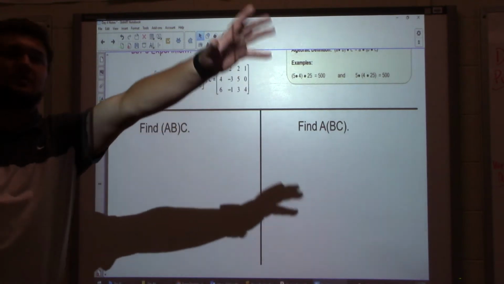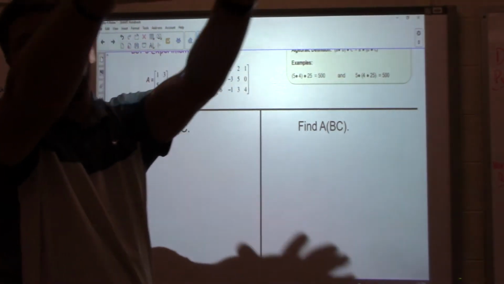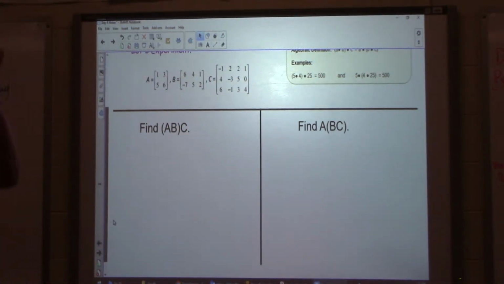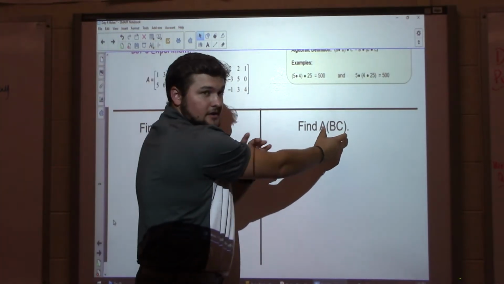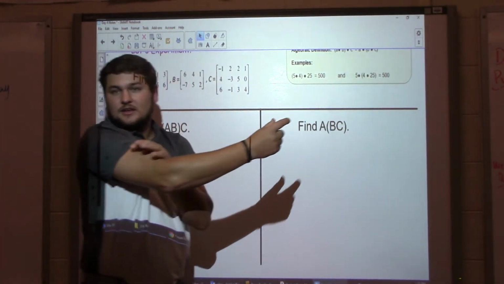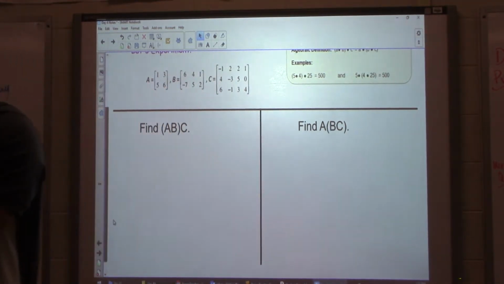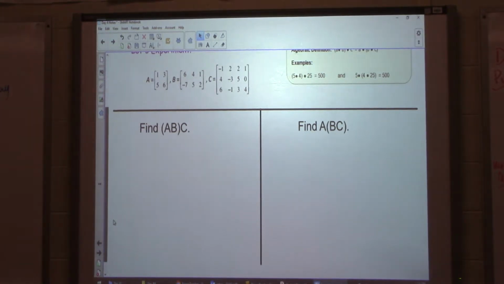Alright, so same thing. This side of the room, I want you to try the first one. Multiply matrix A and B together first, and then multiply by matrix C. This side of the room, multiply matrices B and C together, then multiply by A. Be really careful. They need to go in this order up here. If you do B times C and then just hit times and put A in, it's not going to work. It needs to be A times whatever you got for B times C. Make sure you put them in the correct order.